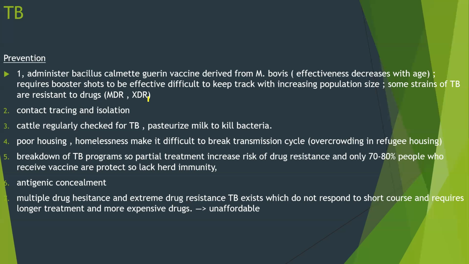And factors like poor housing, homelessness also make it difficult to break the transmission cycle. Usually, TB spreads or thrives in areas where there's overcrowding, and this would be a particular issue in refugee housing because there was also a breakdown of TB programs. So partial treatment basically means there's an increase in drug resistance, and the issue with that is that only 70 to 80% who receive the vaccine are protected. So getting herd immunity is also an issue.